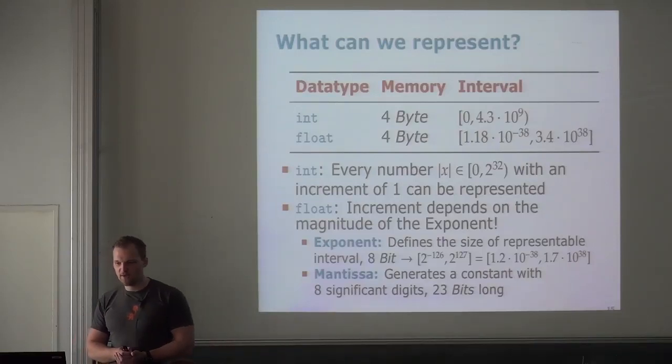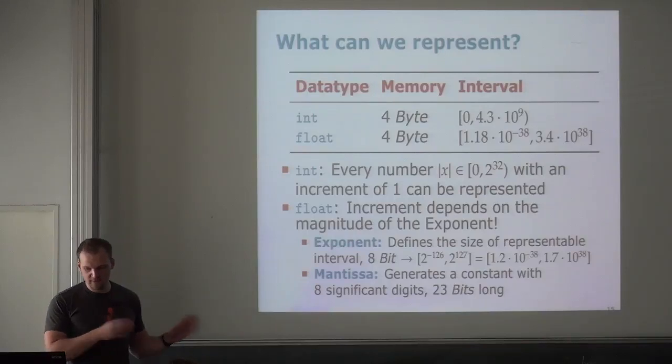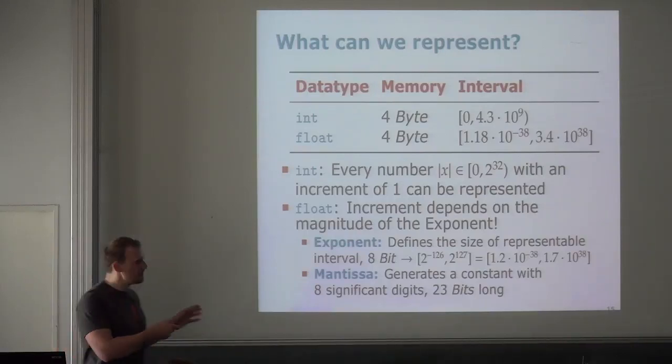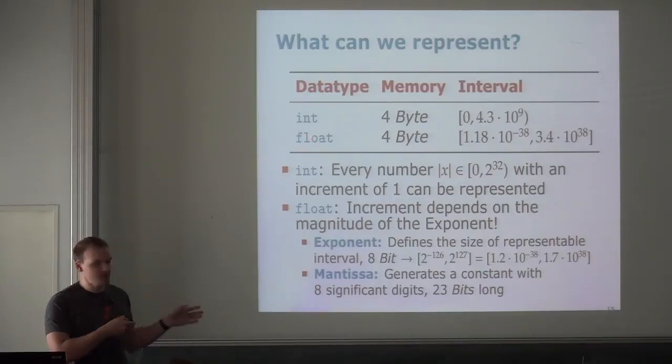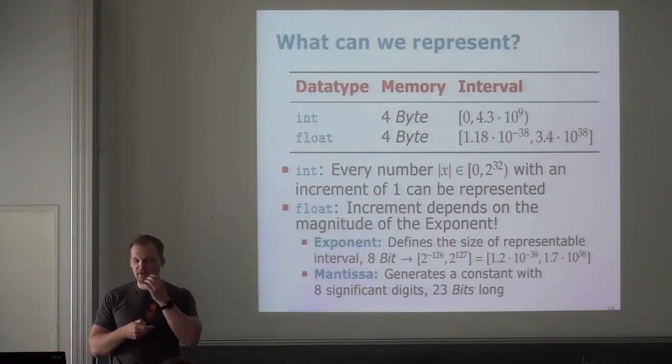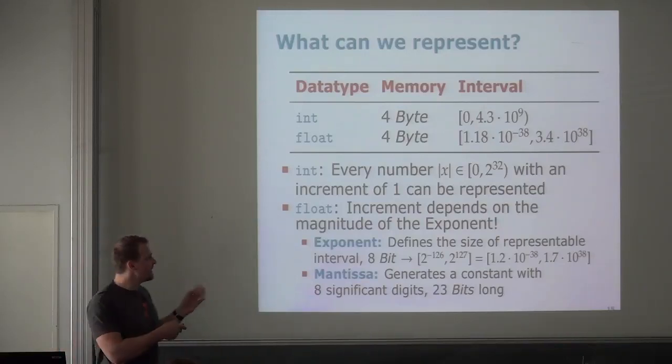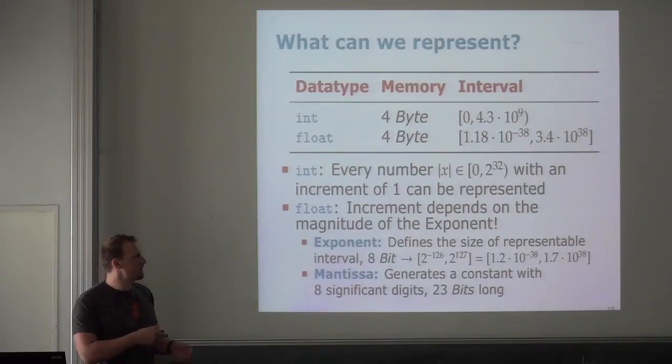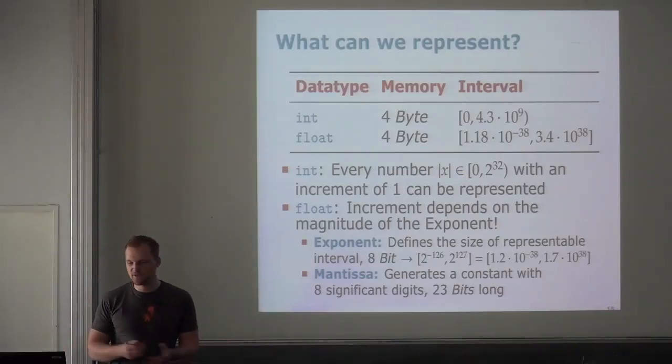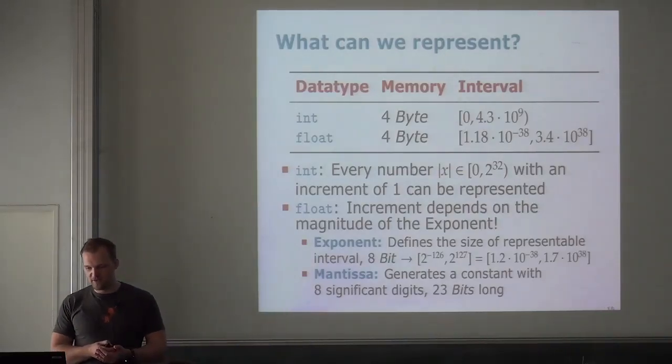Right, so this is what I've been talking about a lot. We have integer and float, they're both 4 bytes. They have their own respective ranges, and you can see that the range of representation of a float is much, much, much bigger than the range of representation of the integer.